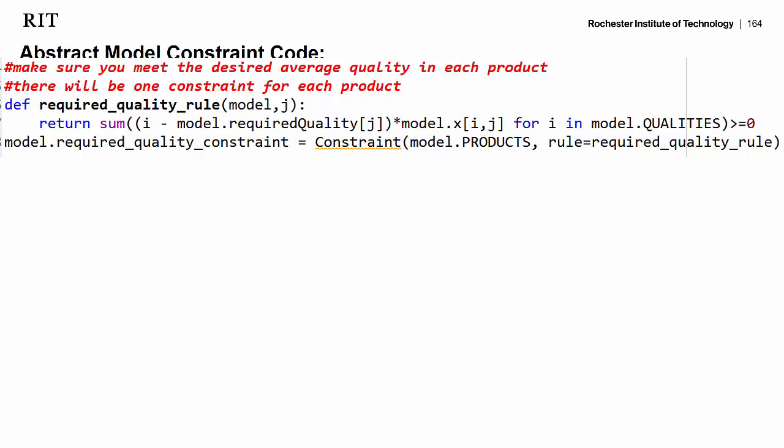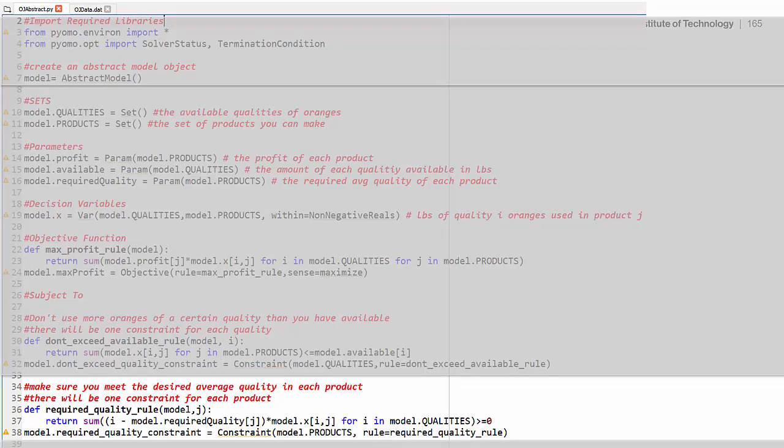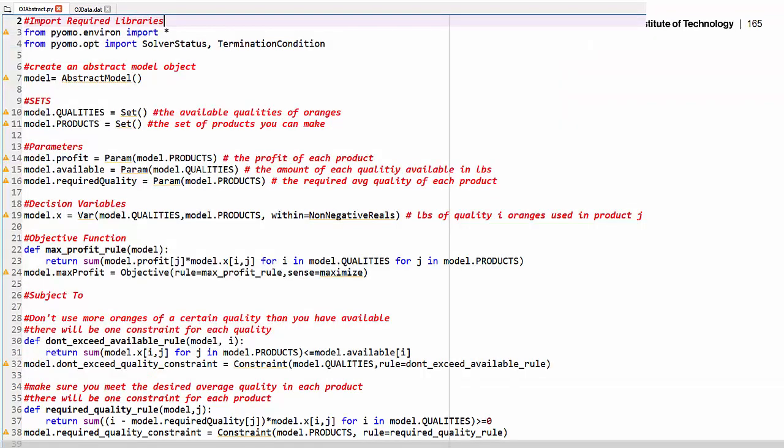And comparing our abstract code to our concrete code, we have one rule and then a constraint function that says call this rule over and over for all of our products. In our concrete model, we had to write all of the constraints out by hand. So our model didn't really grow very well. So that was our last part of this model. Now we've formulated everything. Our next video is going to go over how to add the lines of code to run this model, and then we'll see how nicely this model scales as we add products or add different qualities, how easy it is to use an abstract model.